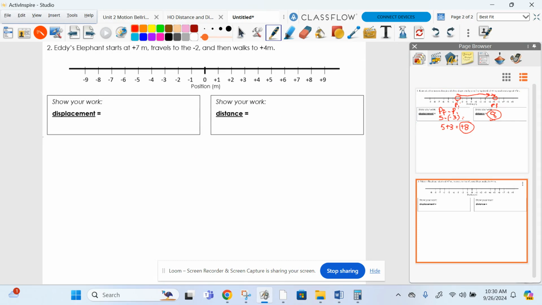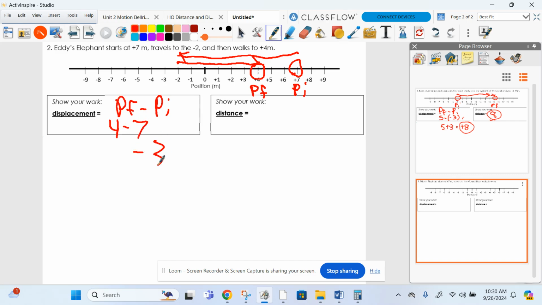Eddie's elephant starts out at +7, so that is PI. Walks to -2, then turns around and walks to +4. This is my ending point, so that is PF. Displacement, final position minus the initial position. So I'm taking +4, that's PF right here, and I'm subtracting +7. 4 minus 7 is -3.